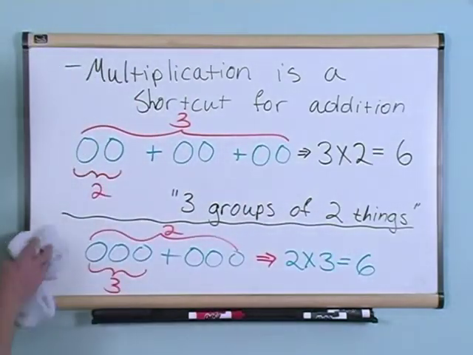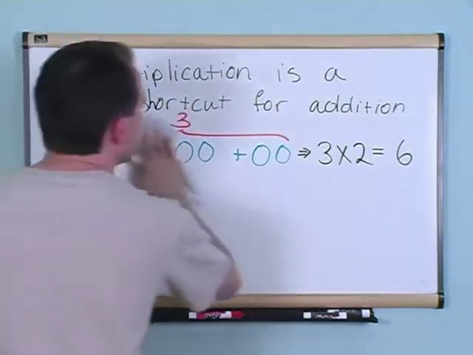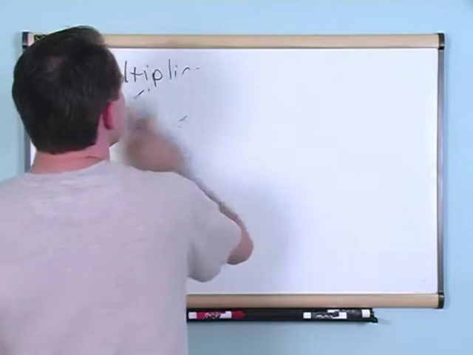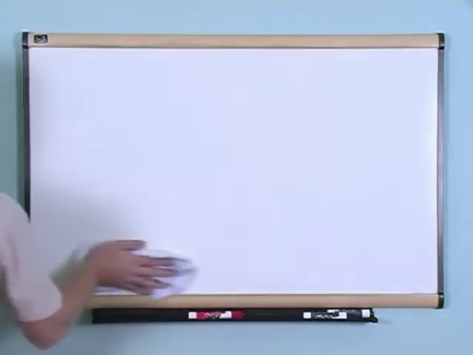Okay, so what we're going to do next is I'm going to show you another example of this, okay? I'm going to show you another example of what multiplication really is. And you can see that all we've done here is create a shortcut for addition. That's all it is. And you basically just have to remember them, okay?